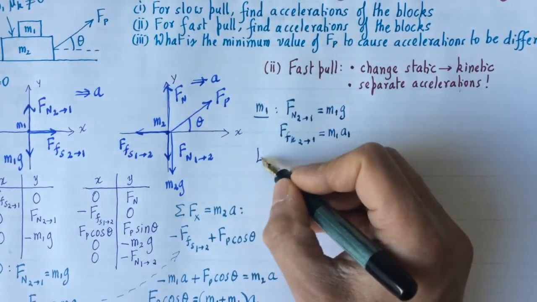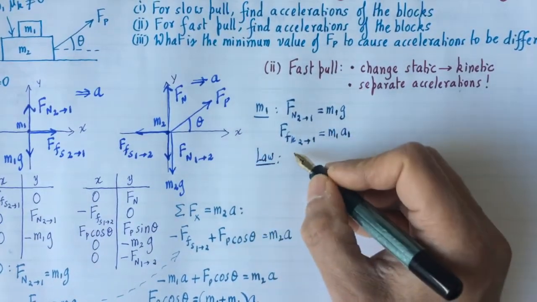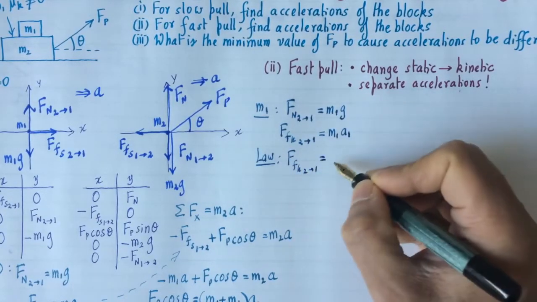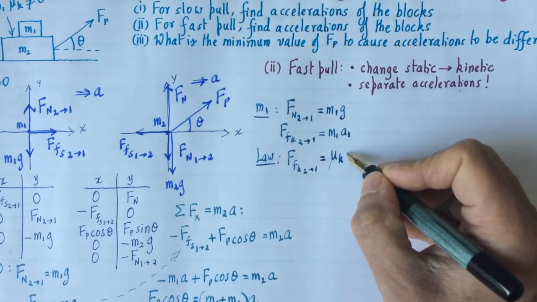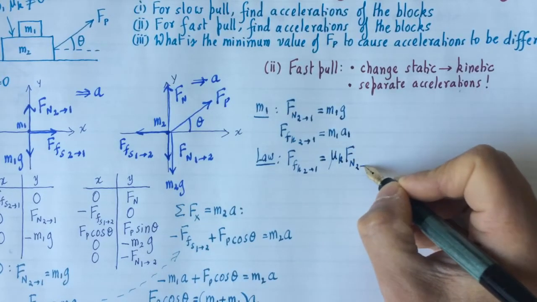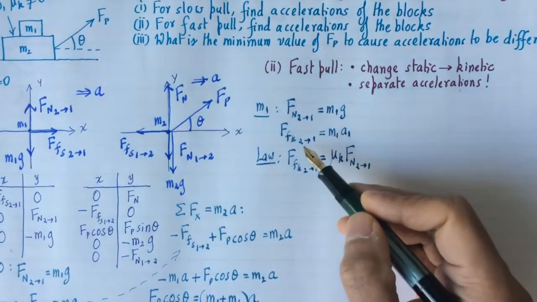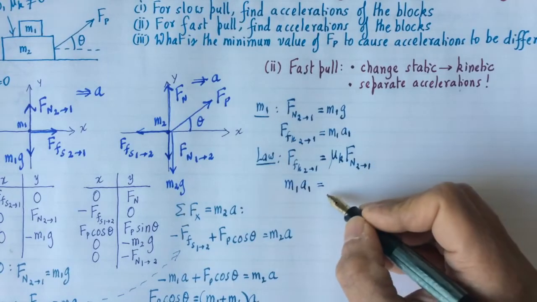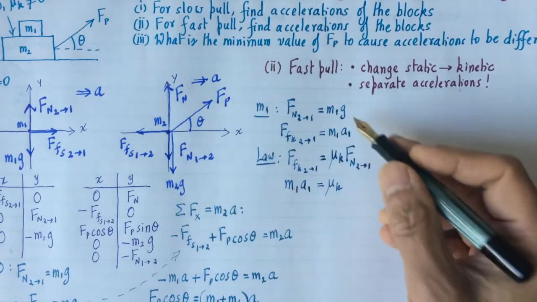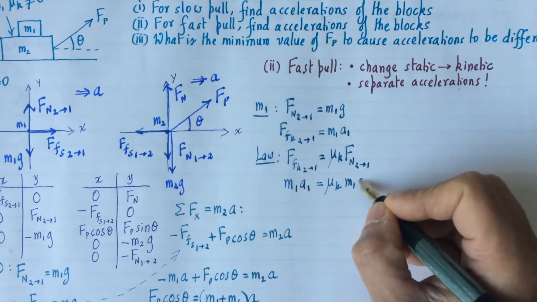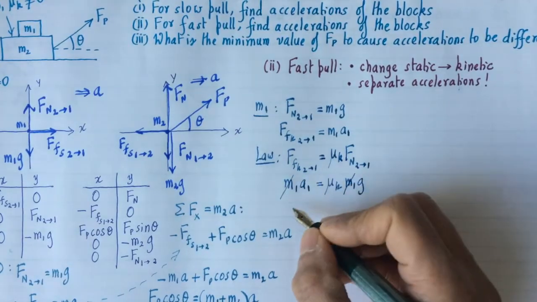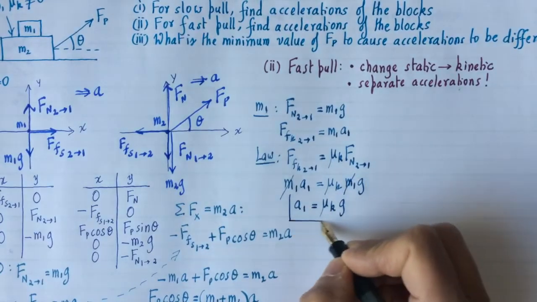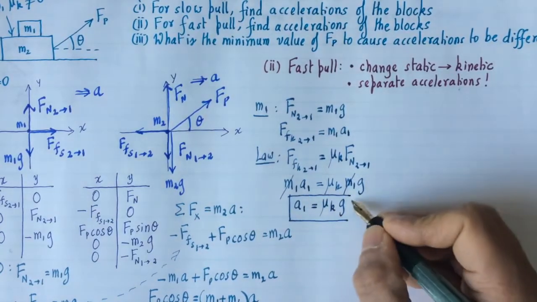We also have the law of friction. The law of kinetic friction says the force of friction kinetic 2 to 1 equals mu kinetic times the normal force 2 to 1. I'm going to substitute for FFK21 from here, and for normal force I'm going to substitute m1g from there. Observe the mass cancels out, and the acceleration a1 is just mu kinetic times g. That's an important result. We have found the acceleration of the top block.